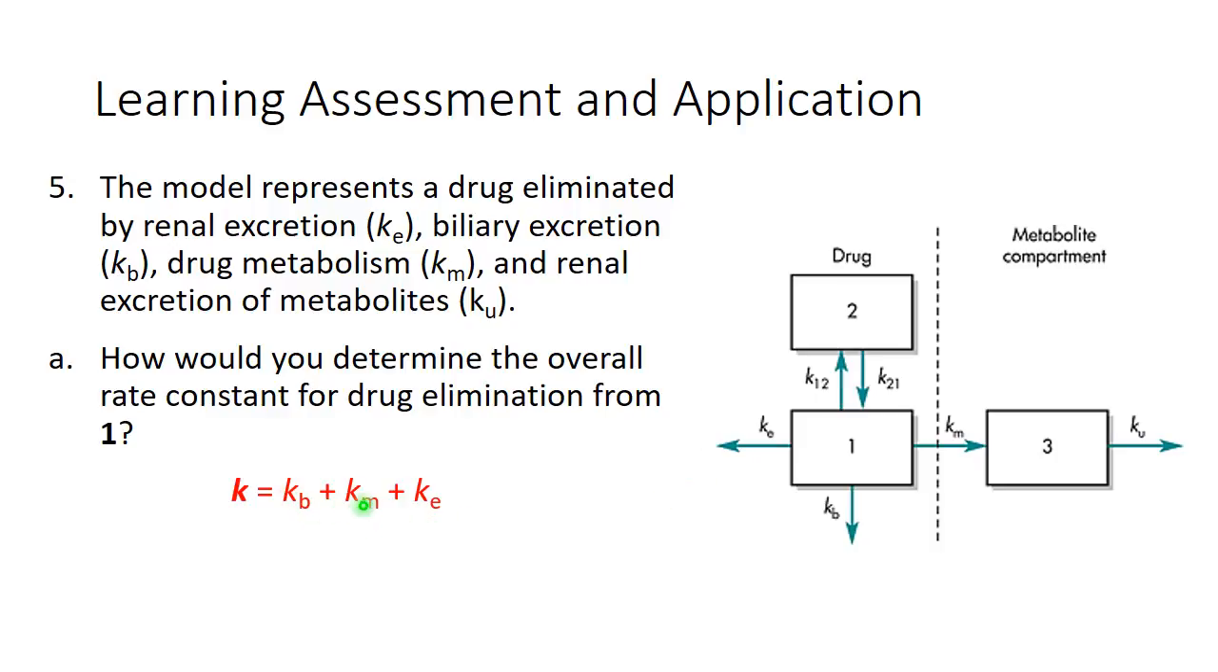So Kb, Km, and Ke, add those together. Imagine if that were 0.2, 0.2, 0.2, that would be 0.6. And the overall rate constant for elimination should be larger than each individual constant. That would mean 0.6. Again, hypothetically, if it's 0.6, that means 60% of the drug will be eliminated per unit time, and I have to define that. If I say these Ks are based on per hour, that'd be 60% per hour.